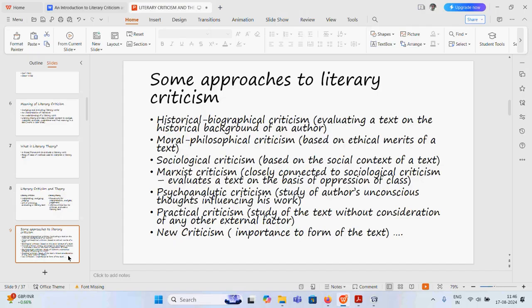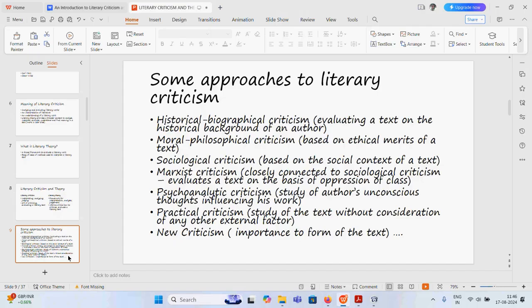One is the historical biographical criticism, where a critic evaluates a text on the historical background of an author. In which historical period did the author live? Did the historical period have an impact on the work? If so, how does it impact our reading of the text? This is what happens in the historical biographical criticism.